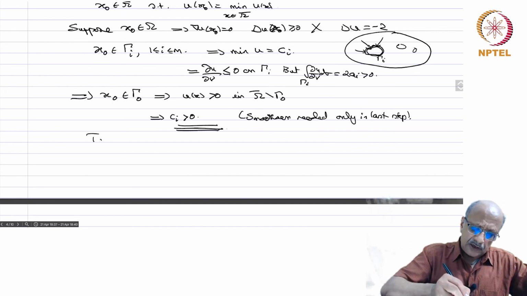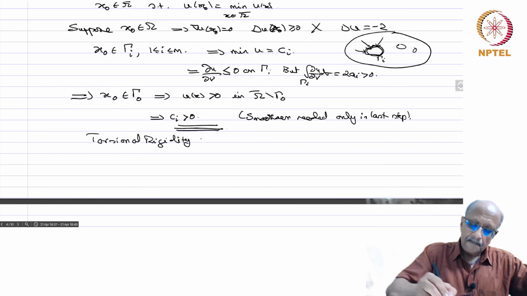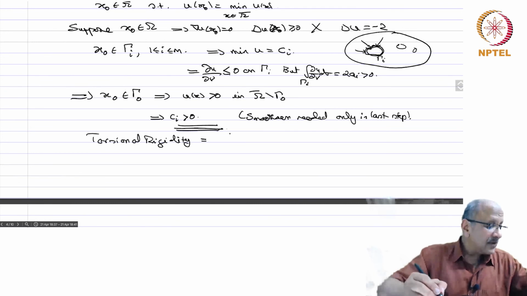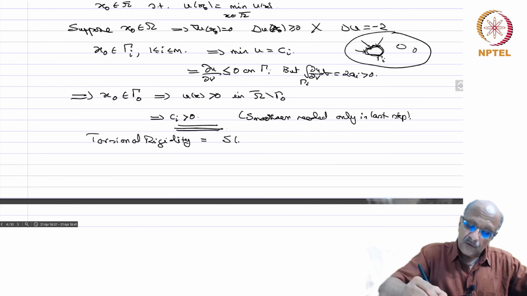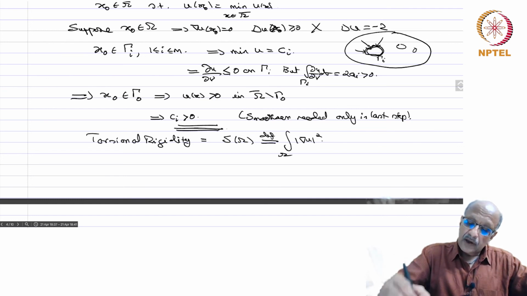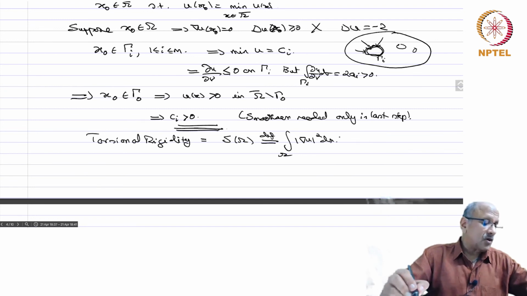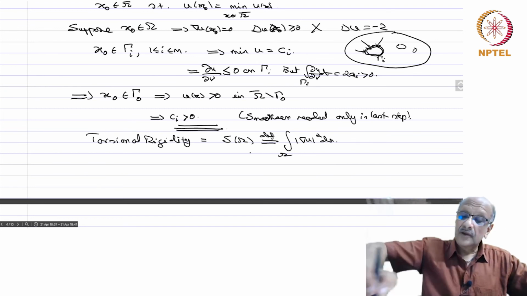So, the torsional rigidity is defined as S of omega, by definition, equals integral of mod grad u square on omega dx. This is called the torsional rigidity. Okay.